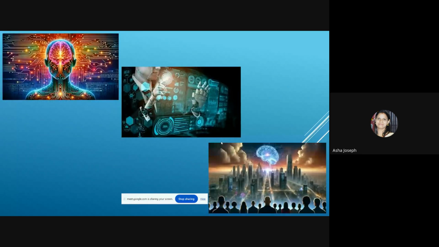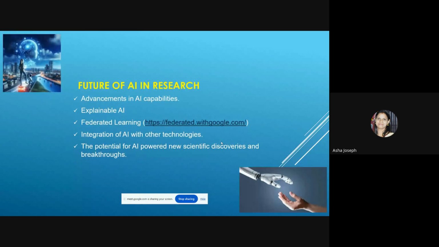So what is the future of AI in research? This is advancement in AI capabilities. The future of AI research is bright with the continued advancements in different areas like explainable AI, federated learning, integration of AI with other technologies, and the potential of AI-powered new scientific discoveries and breakthroughs. Explainable AI means developing AI models that are more transparent and understandable to humans.